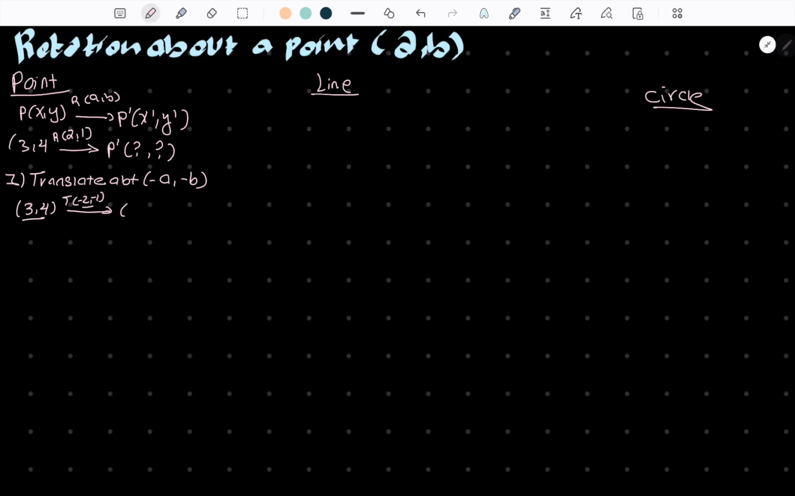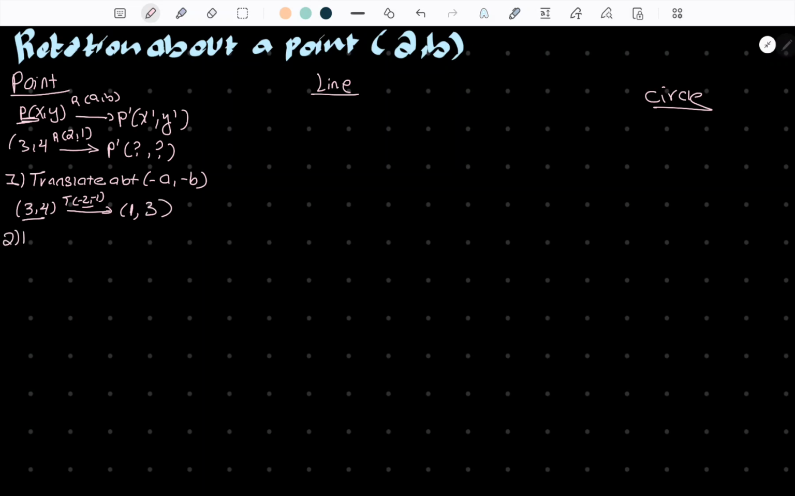Why we do this is because we want to take this point back to the origin. When it's about the origin, then we know the easy steps to rotate that. So please look back on my other video to see how we can rotate about the origin. But all we're doing right now is just pulling that point P back to the origin, so we're able to rotate it easily. So let's translate it. 3 minus 2 is 1. 4 minus 1 is 3.